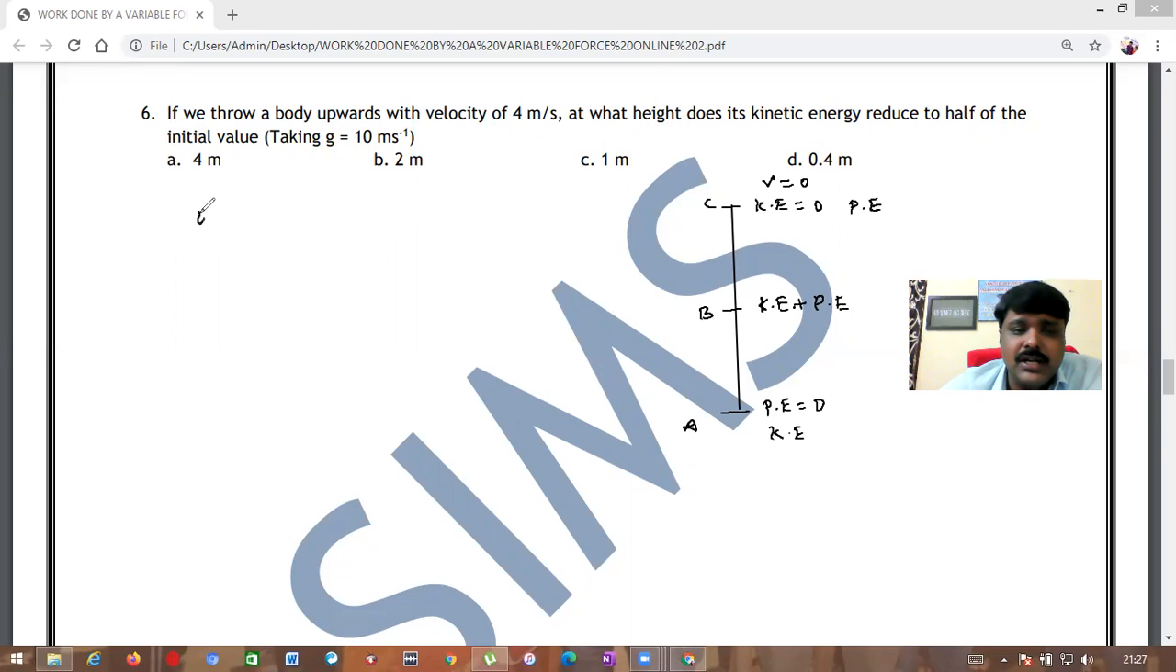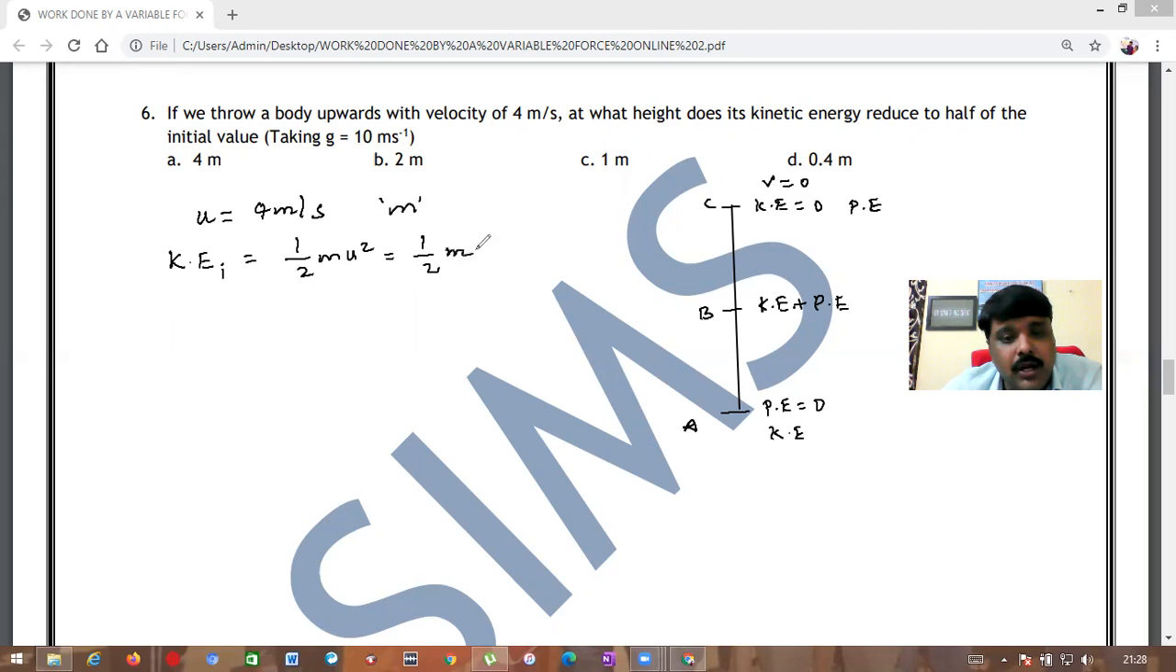Okay, let us find initial kinetic energy first. u equals 4 meters per second, he has given us. Let us consider the mass of the object as he did not give us. Let us take it as m. Then initial kinetic energy equals half m u square, that equals half m into 4 square, 4 into 4, 16, half of that is 8m we got.